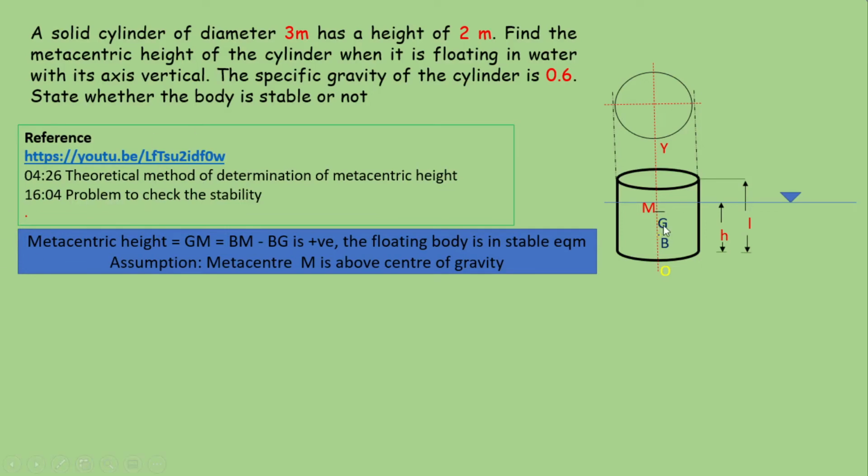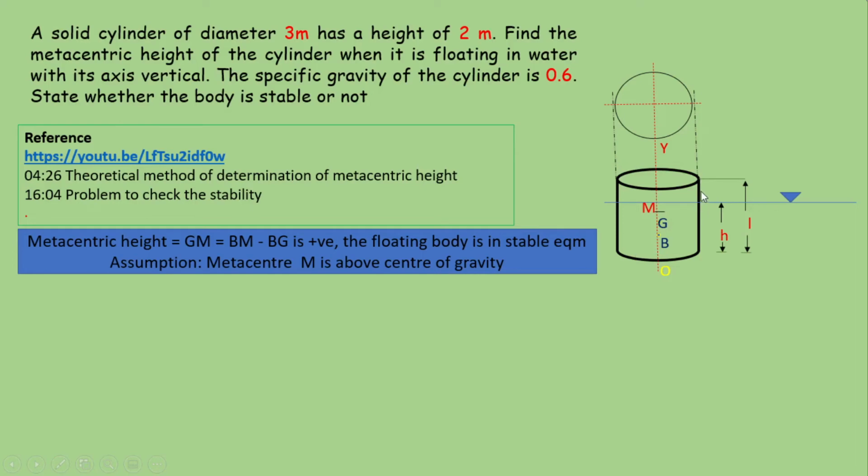G is the center of gravity of this floating body, that is the point through which the weight of the cylinder acts in the downward direction. Buoyant force is acting through the center of buoyancy. H is the depth of immersion and L is equal to 2 meter, that is the height of this cylinder. Now based on the principle of flotation, weight of the floating body is equal to weight of the liquid displaced. So how will you find out the weight of the floating body?